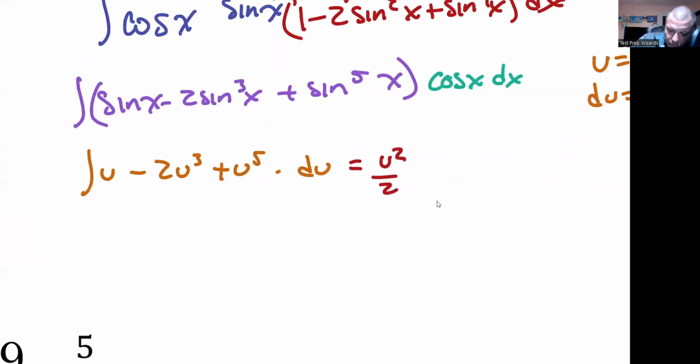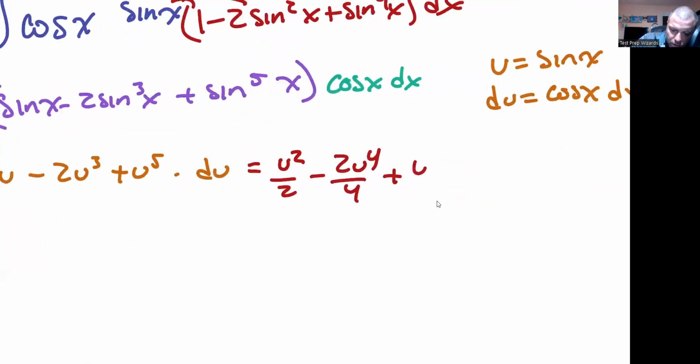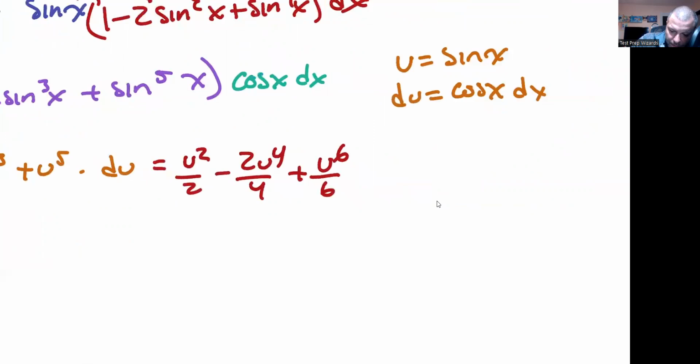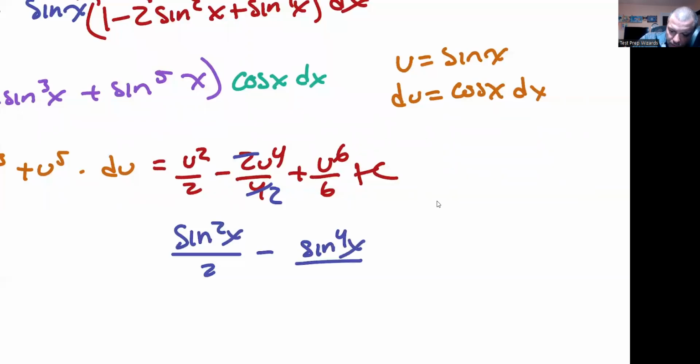u squared over 2 minus 2u to the fourth over 4 plus u to the sixth over 6 plus a constant. So we're going to get sine squared of x over 2 minus sine to the fourth power of x over 2 plus sine to the sixth power of x over 6 plus our constant.